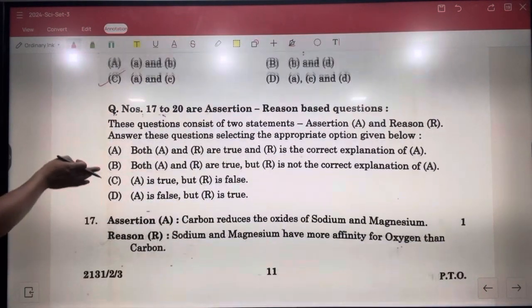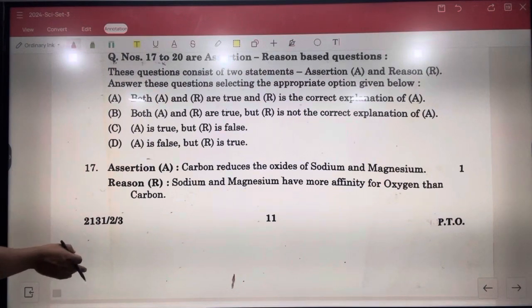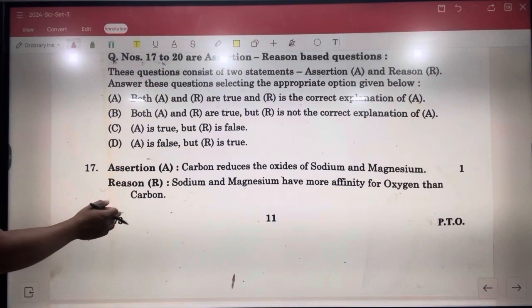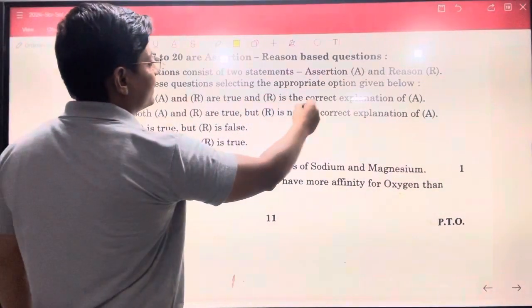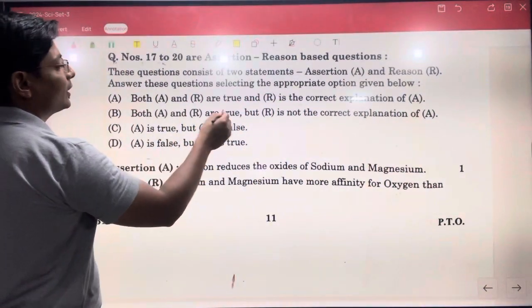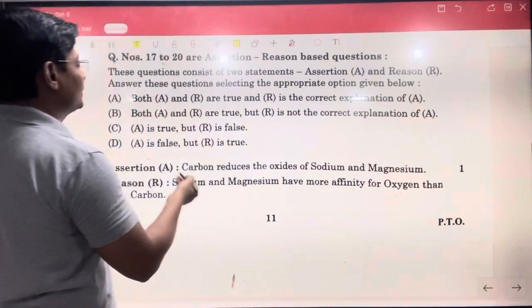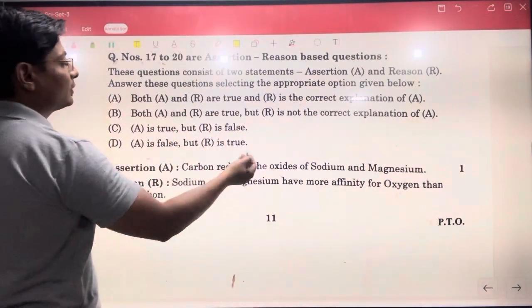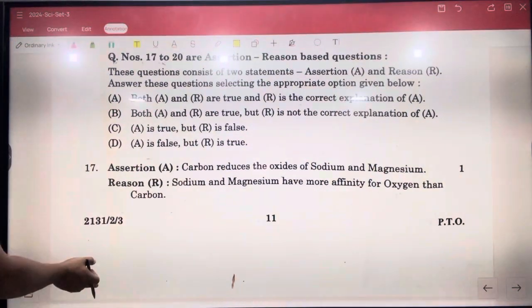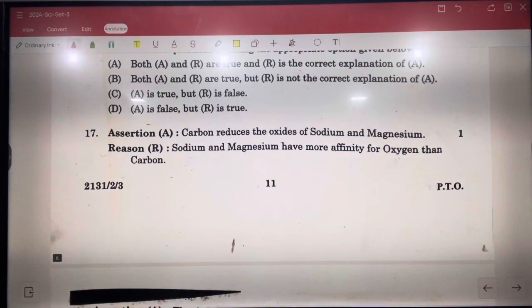Now let us see assertion and reasoning type questions from 17 to 20. Here they have given options to be selected. If both are correct and R is the correct explanation, then A. If both are correct and R is not the correct explanation, then B. If A is correct and R is false, it is C. If A is false and R is true, it is D. Okay. So now let us read the statements and try to answer this.